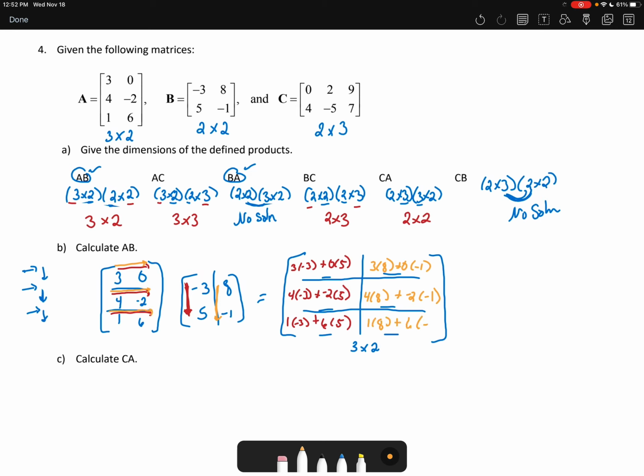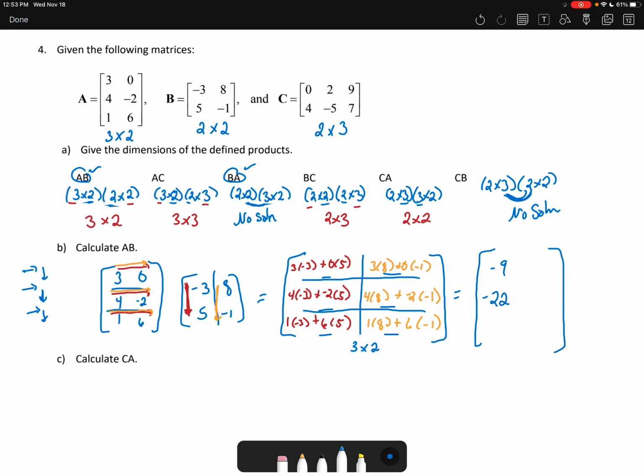So what is 3 times negative 3 plus 0 times 5? You can do that in your calculator. Of course, you can do it on your paper or in your head. That's negative 9. 4 times negative 3 plus negative 2 times 5 is negative 22. 1 times negative 3 plus 6 times 5 is 27.